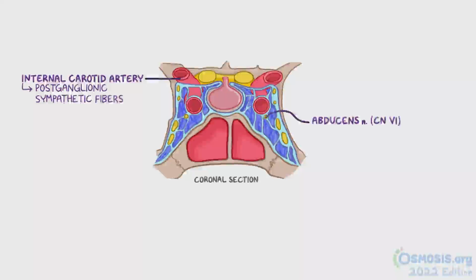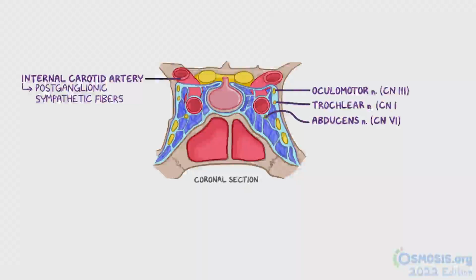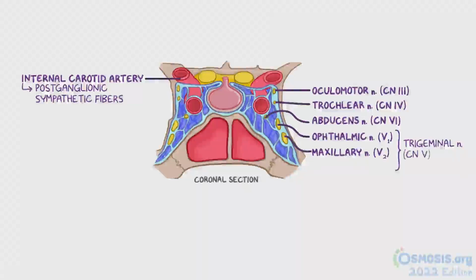In contrast to running through the cavernous sinus, the oculomotor nerve, or cranial nerve 3, the trochlear nerve, or cranial nerve 4, and the ophthalmic, or V1, and maxillary, or V2 branches of the trigeminal nerve, or cranial nerve 5, travel along the lateral wall of the sinus.